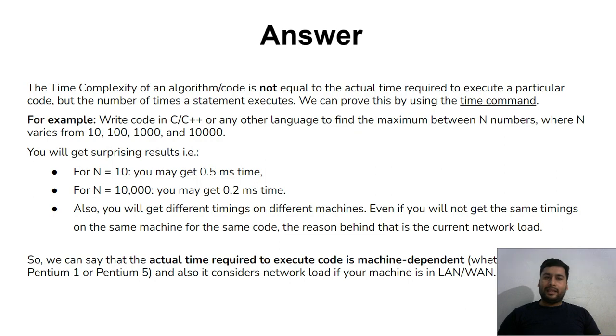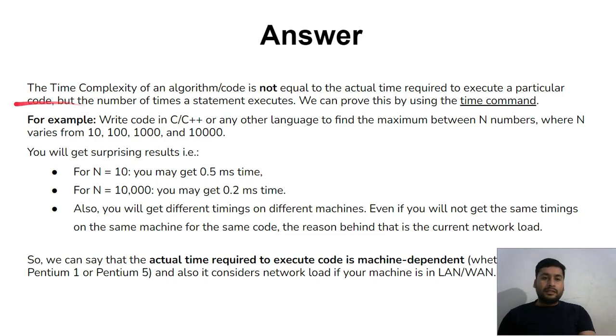So if you see here, the time complexity of an algorithm or code is not equal to the actual time required for the execution of a particular code. So the time complexity of the algorithm you calculated is not the same as your execution time. I hope you understood that.